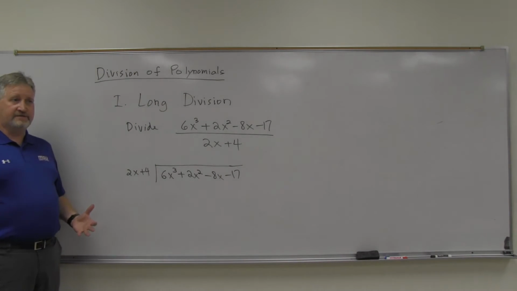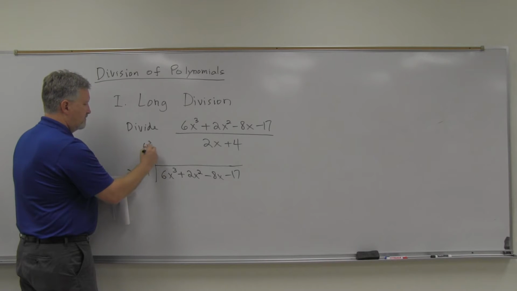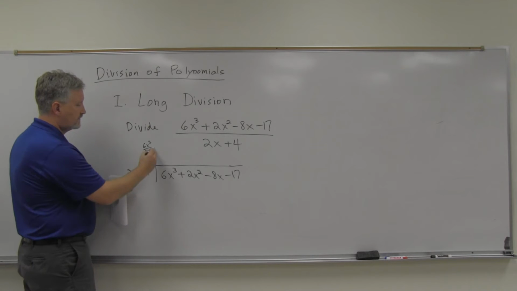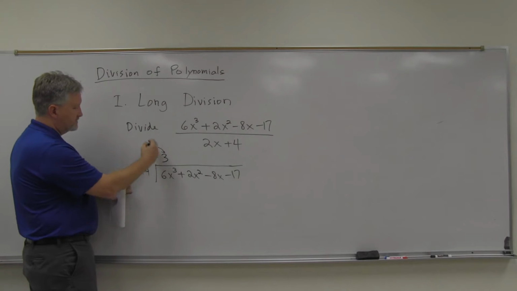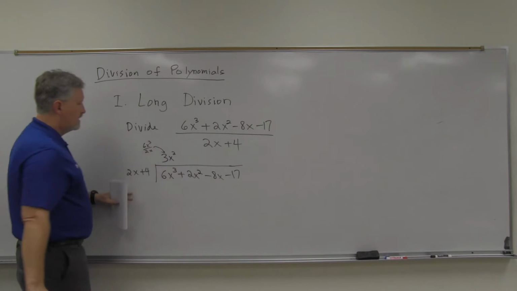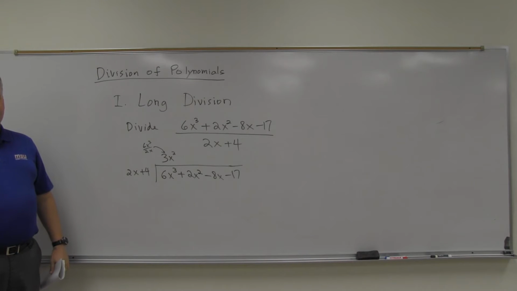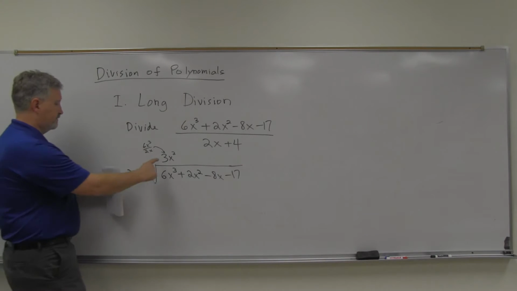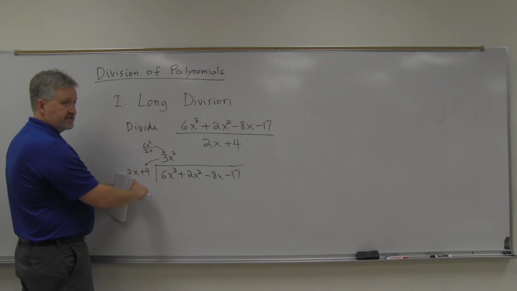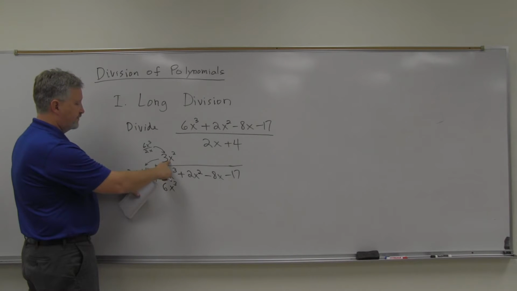And here's the way the process goes. I start by dividing the first two things. I'm going to divide the 6x cubed by 2x, and that goes on top here. So 6 divided by 2 is 3, and of course with the exponents you're subtracting: that's x cubed, that's x to the first, so you get 3x squared. Then we take that 3x squared and multiply it by the 2x plus 4. 3x squared times 2x is 6x cubed, and that goes nicely under here. And then 3x squared times 4 is 12x squared.